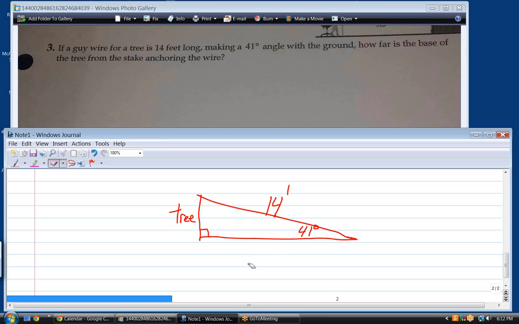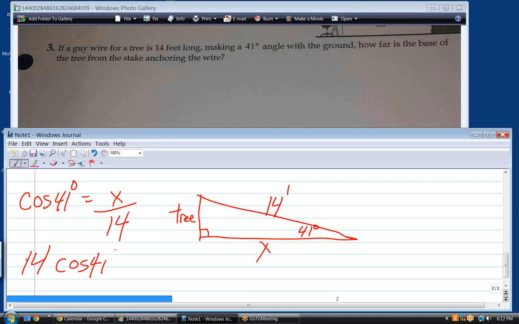Let's back up 1 minute. What if they would have said how high is the tree? I probably would have used sine. Sine of 41 degrees is the height of the tree over 14. There's only one variable there. So given one angle and one hypotenuse, we can calculate everything else. What's the trig function? Cosine of 41 degrees equals x over 14. So x is equal to 14 times the cosine of 41 degrees. And you can do this all in one step on your calculator, I'm sure you know.